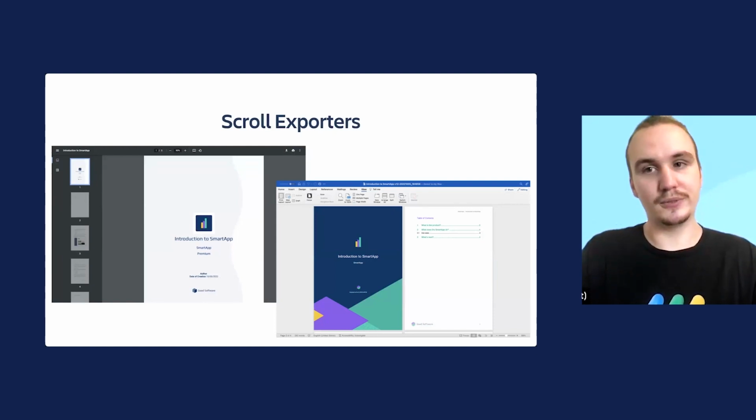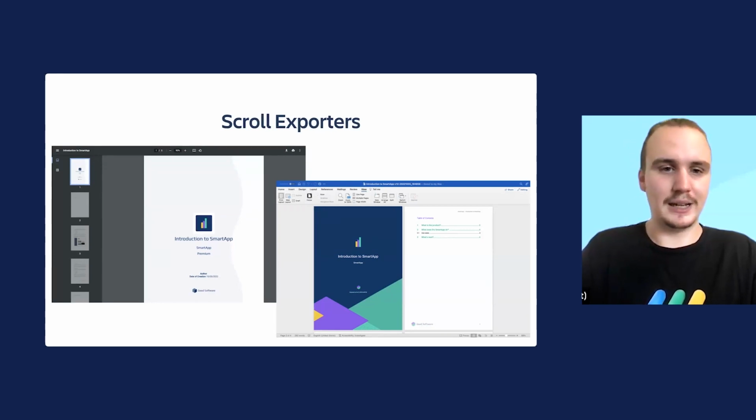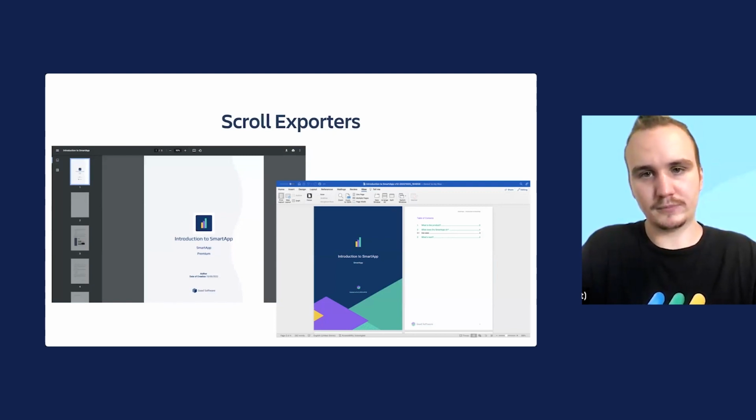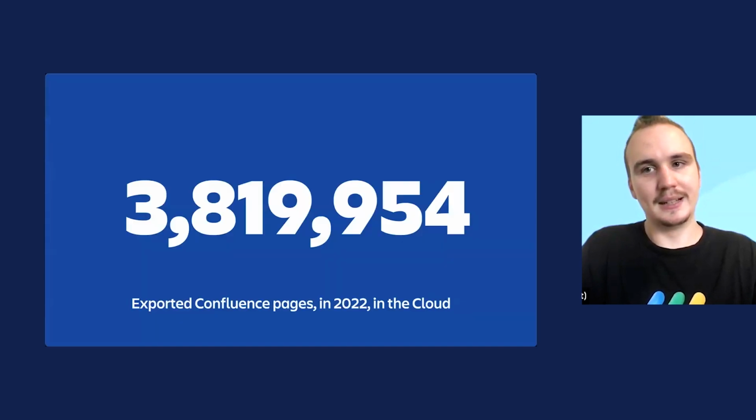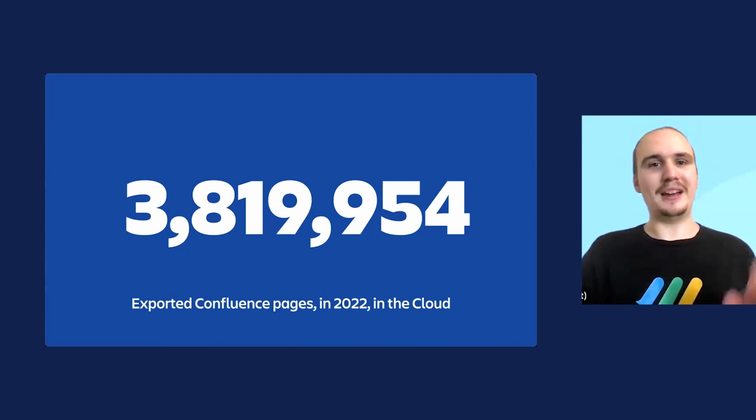The first version of the PDF exporter was actually already published in 2009, and we've also been in the cloud since 2016 with these exporters. Since then, and just last year, we published over 3,800,000 Confluence pages in documents. Okay, so enough of our apps.